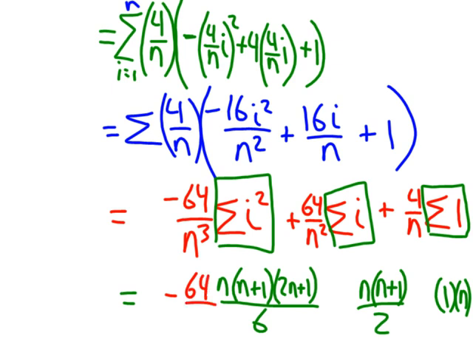Okay, let me fill in the rest here. Negative 64 over n cubed plus 64 over n squared plus 4 over n. So we reach another point where you should pause the video if you need to, soak it all in, because I've got to go to a new page here.